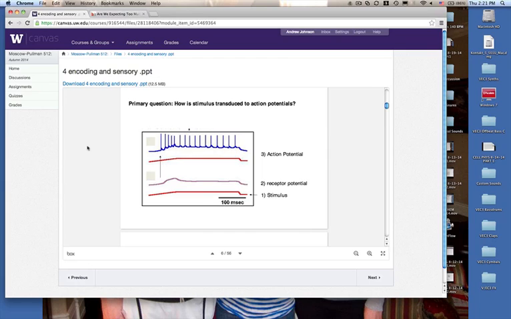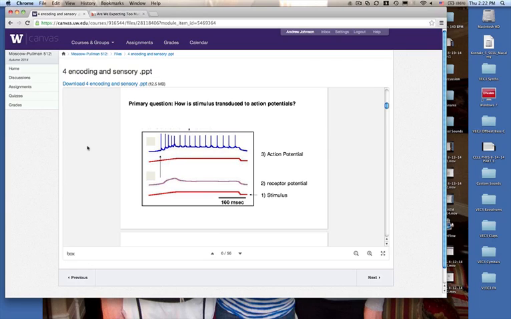You'll see I will often represent action potentials as just a line. That series of action potentials I'll call a train of action potentials. So this would be a series of action potentials. We have a stimulus. That causes a receptor potential, and a receptor potential is what?